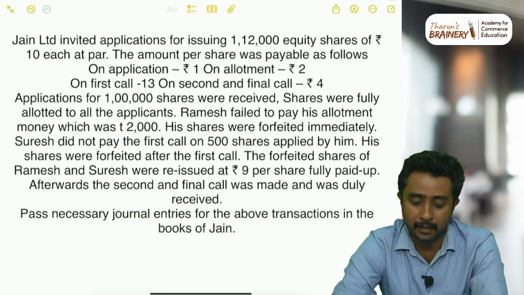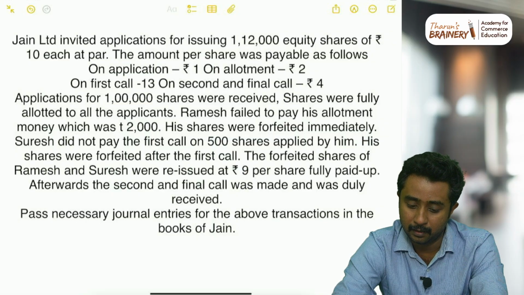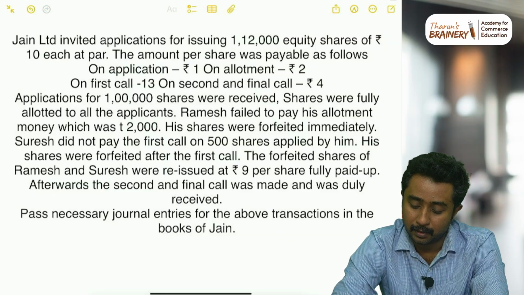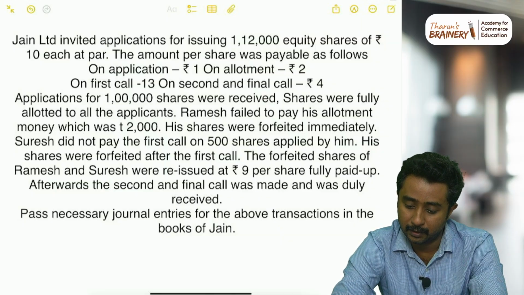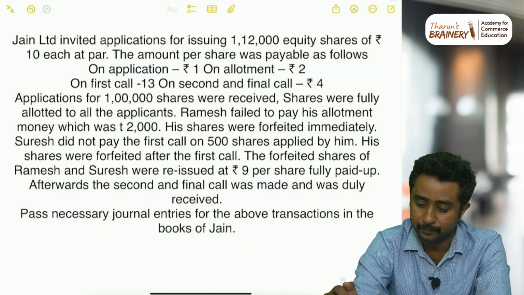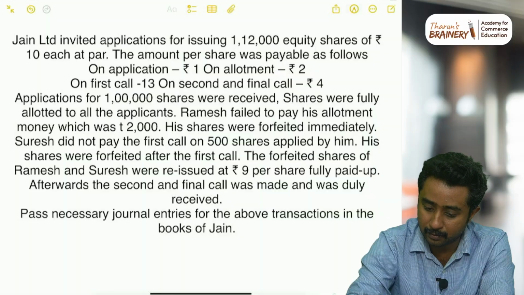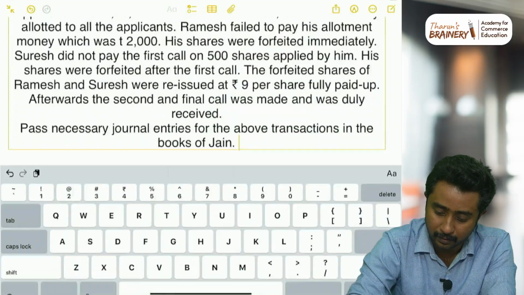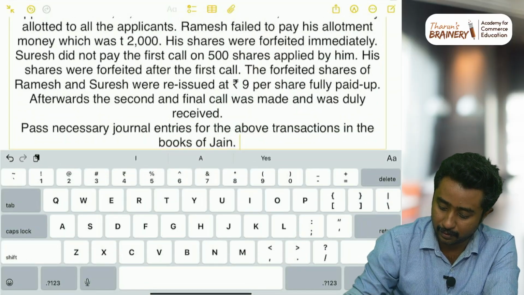As you can see, Jain Limited invited applications for issuing 1,12,000 equity shares of rupees 10 each at par. The amount per share was payable as follows: application 1, allotment 2, first call 13, and on second and final call 4. It is given like this, and as you can see, this first call is not 13, it is 3. Let me just type it once again. First call it is just 3.